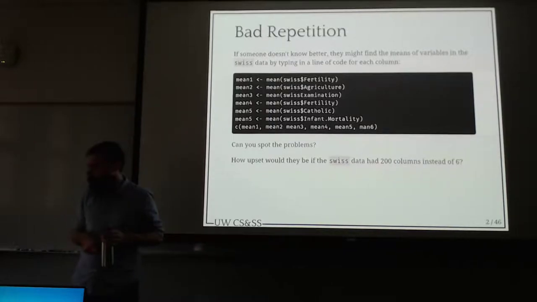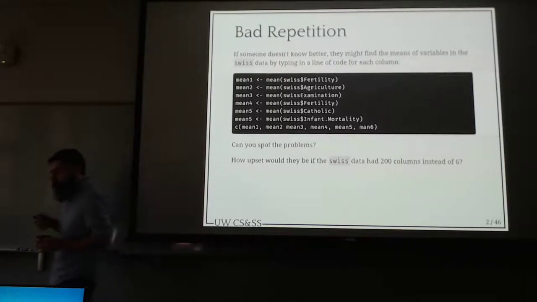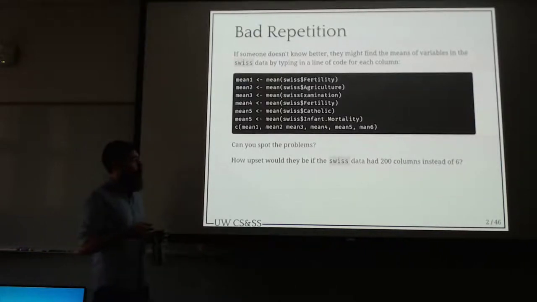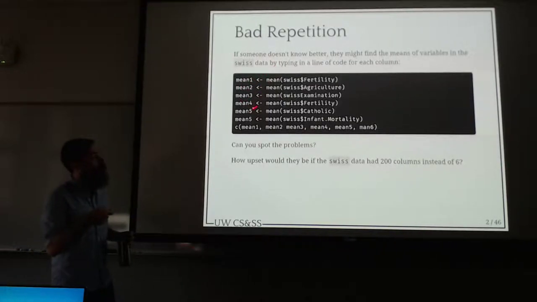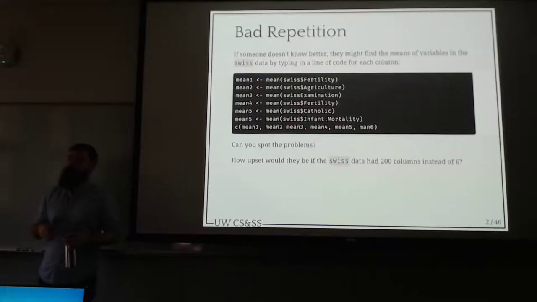Swiss examination. Yep. Swiss examination here. We've forgotten a comma down here. Yeah. There's mean 5, mean 6. There's mean 5, mean 5. Right? And there's two fertilities. Fertility and fertility, right? It's pretty common to make typos, and sometimes it's common to make lots of typos. The thing you'll note about this is if you have a lot of really similar things, it can be really hard to spot every potential typo in there at the same time.